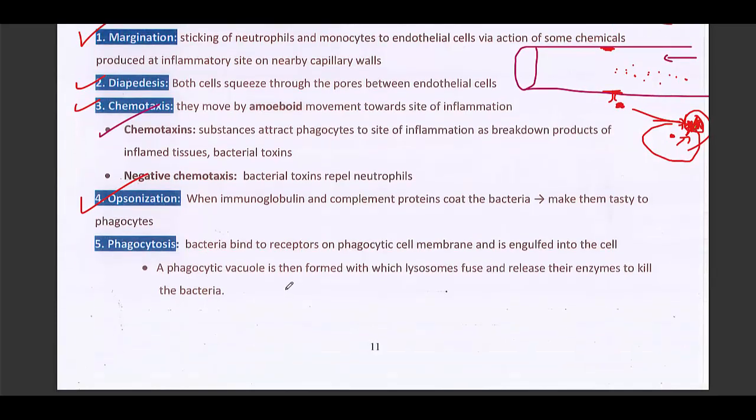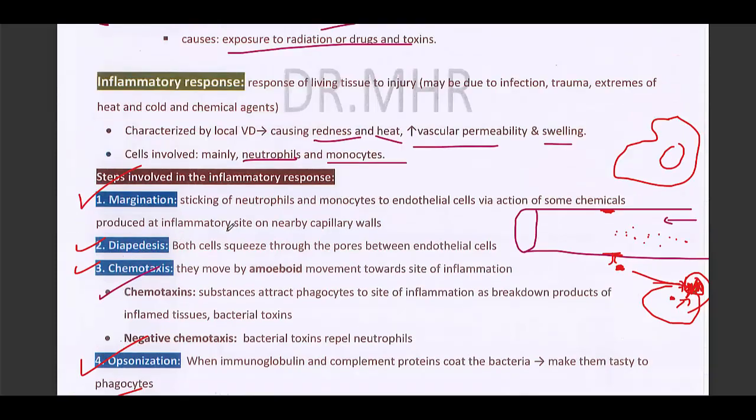That is simply the inflammatory response. That was simply the blood module we have taken before.